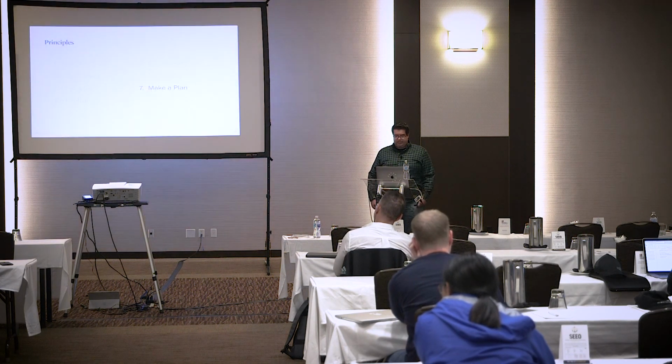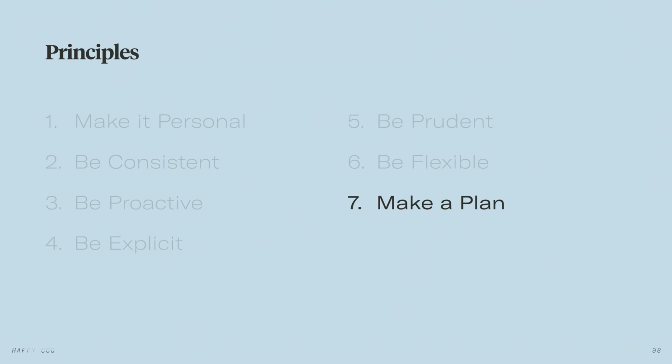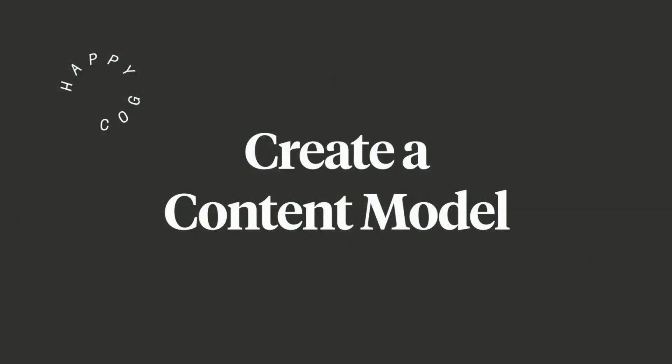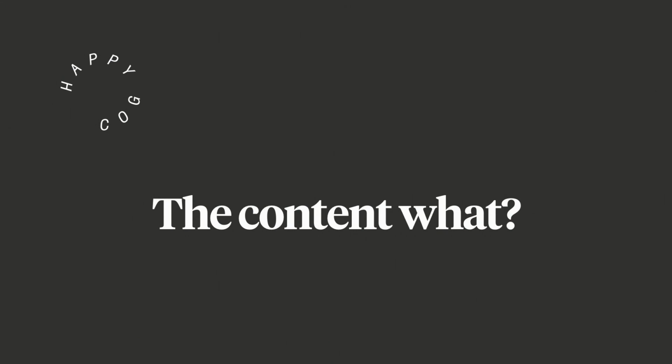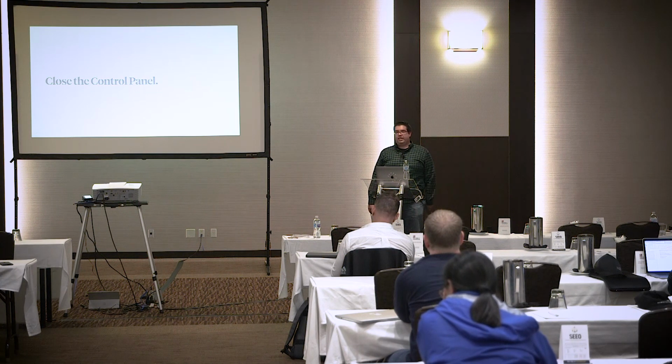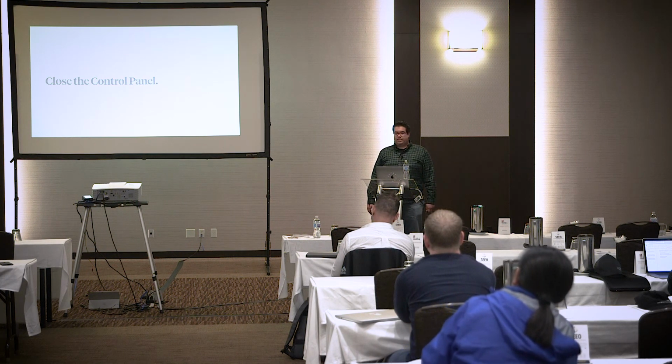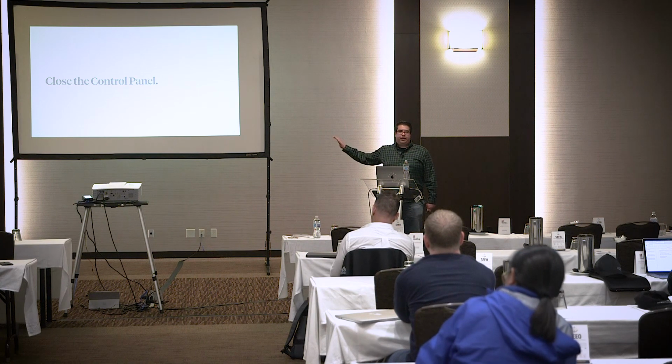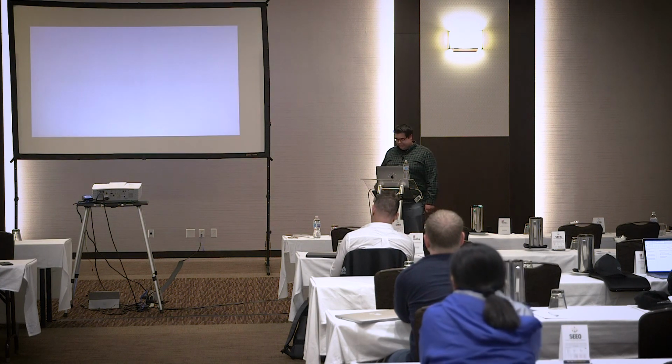So that leads us to number 7, making a plan. So what do we mean when we say making a plan? Well, we refer to this as creating a content model. Now, you might say the content what? If your answer to that was the content what, then we're going to need you to stop and close the control panel. We enjoy the flexibility that comes with ExpressionEngine and Craft. Out of the box, it's very quick and easy to start adding fields and channels and sections, but we don't want to get to that point until we have a plan, no matter how fun it is.